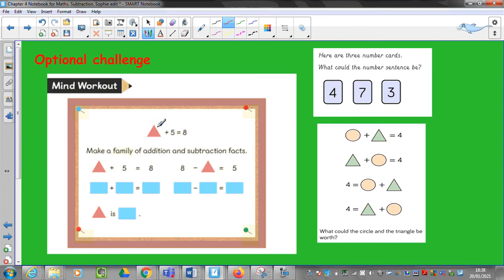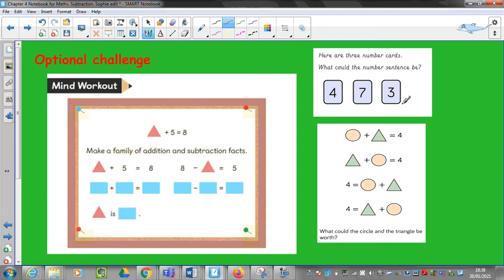And you need to work out what the shapes mean. Okay, so something add 5 equals 8. If you think you know what that is, maybe you can write it in. Make a family of addition and subtraction facts. Something add 5 equals 8. 8 take away something equals 5. Oh, so whatever this triangle is, it's going to be the same here, and it's going to be the same here. Then you need to work out what it is and write it in this number here.